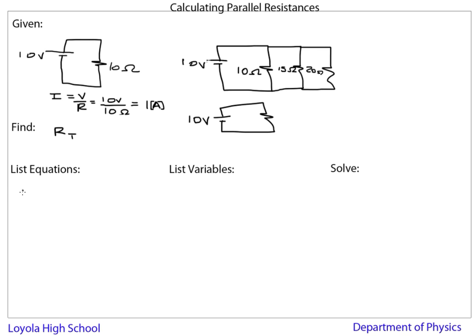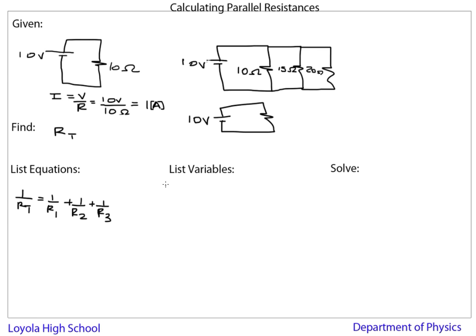So there's an equation for this. It says 1 over R total is equal to 1 over R1 plus 1 over R2 plus 1 over R3, and if you had more resistors, you just continue.